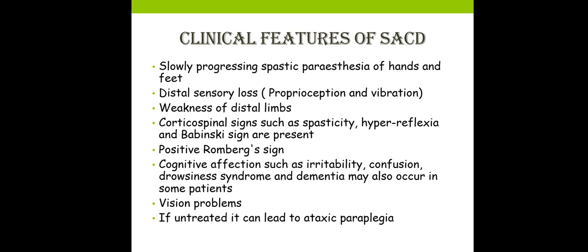Positive Romberg sign, and cognitive affections such as irritability, confusion, drowsiness, dementia, right? So these are all symptoms of vitamin B12 deficiency. Visual problems: if untreated, it can lead to ataxic paraplegia. Okay, so if left untreated, it will cause paralysis of the lower limb, also known as ataxic paraplegia, followed by the unsteady gait.